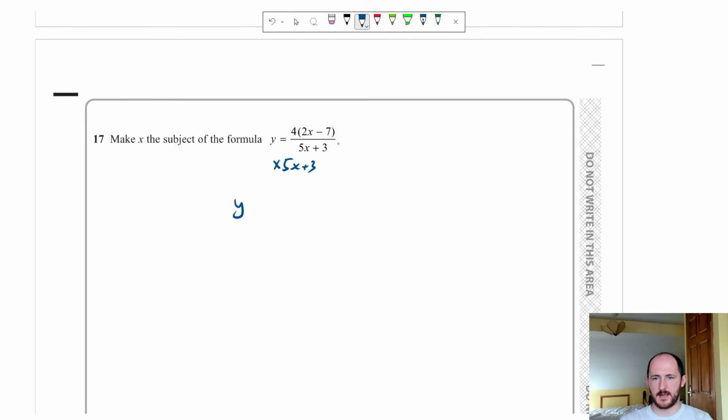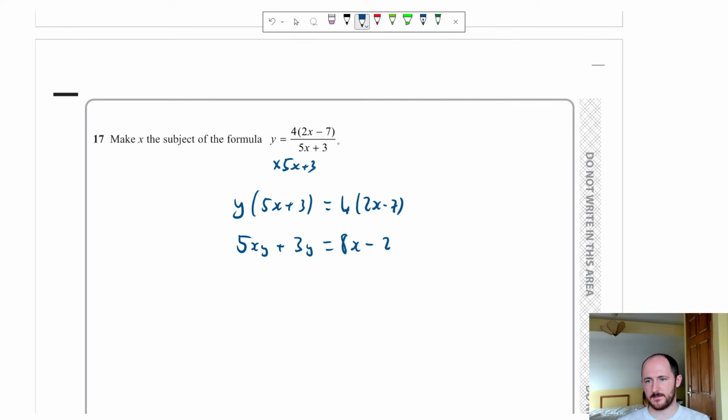So I get y, 5x plus 3 equals 4, 2x minus 7. And now, because we want to make x the subject of the formula, we're going to bring everything with x to one side. So the first thing I need to do is actually expand the brackets. 3y equals 8x minus 28.